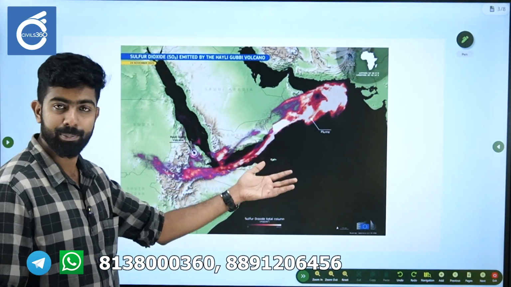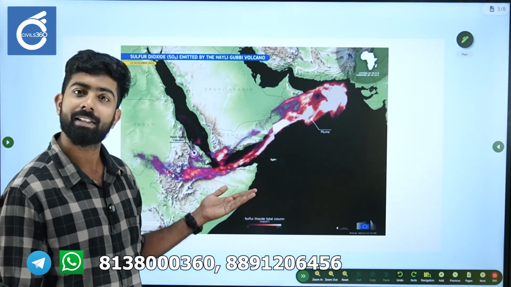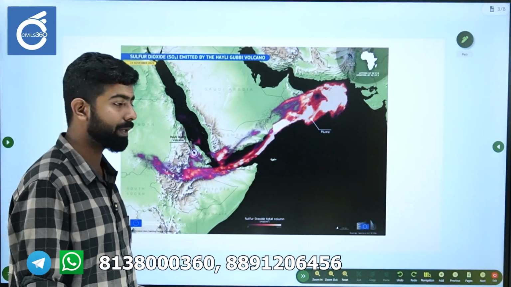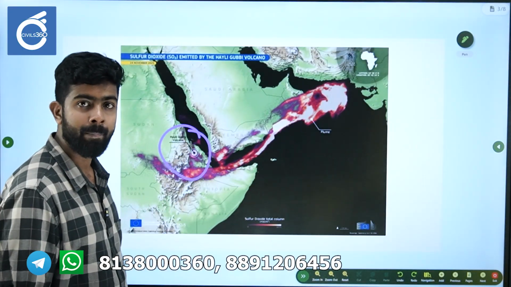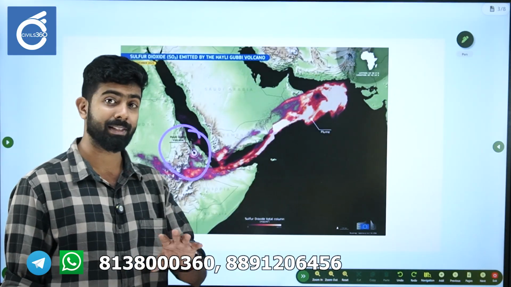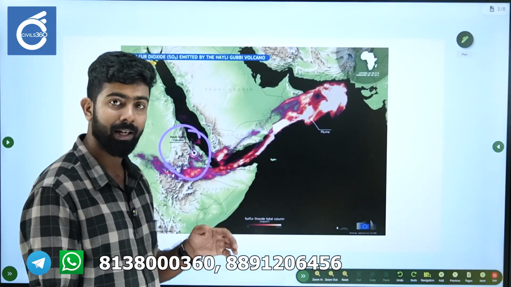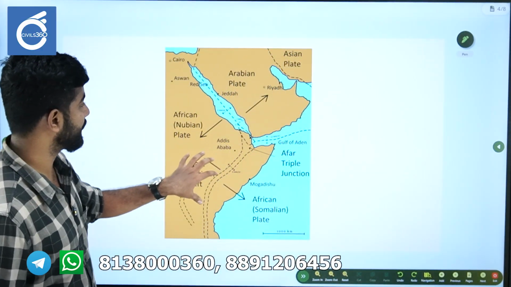Okay, so this is just a satellite image by the Copernicus satellite. You can see the sulfur dioxide plume cloud that was emitted, and here you can see the Hayli Gubbi volcano, right? You can see Ethiopia here, and also remember that Ethiopia is a landlocked country.